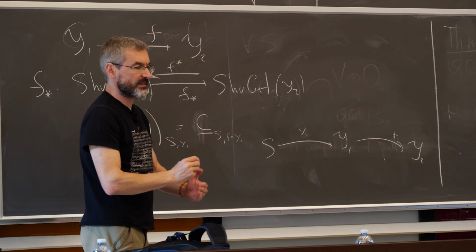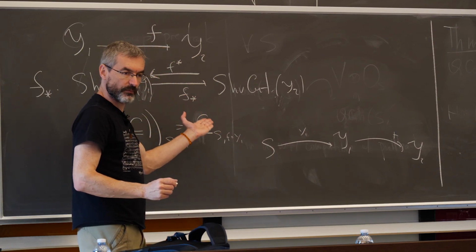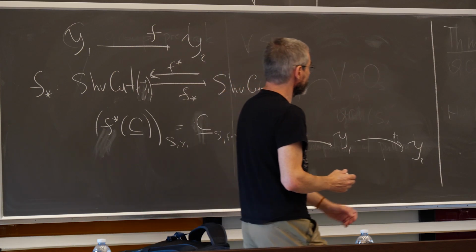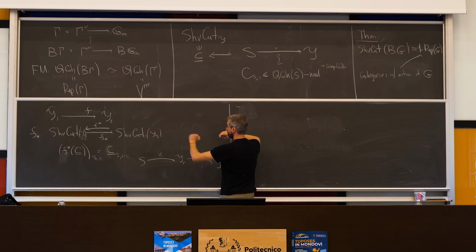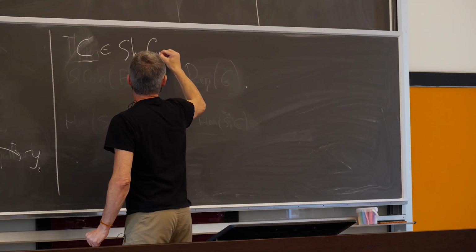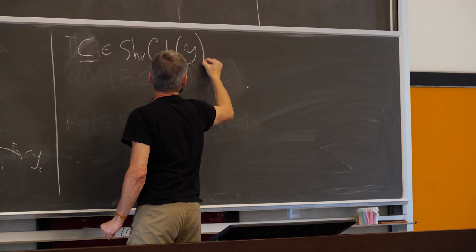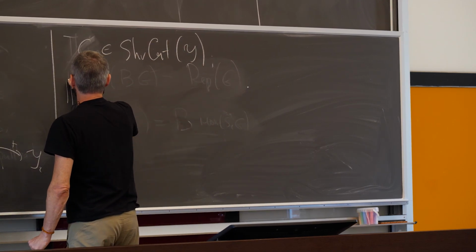And this operation has a right adjoint. It's called the direct image. Here is what it is concretely. What I mentioned is that if you have an arbitrary pre-stack and you have a sheaf of categories, let's say this is a sheaf of categories on Y, you can take its global sections.